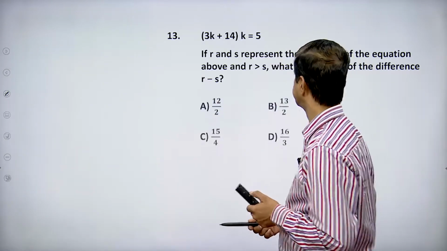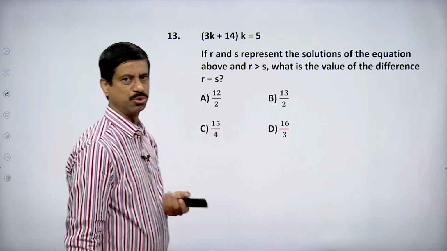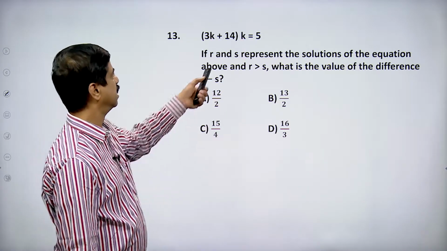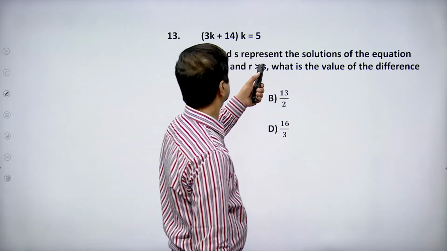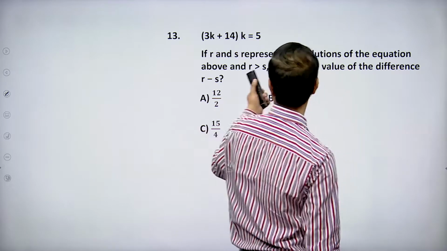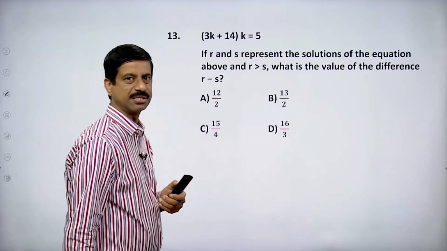So let's go to the next question. If R and S represent the solutions, means roots, alpha, beta we said, here he is saying R and S, so it does not matter. He said they represent solutions of the equation above. R is greater than S, he says. What is the difference? R minus S.